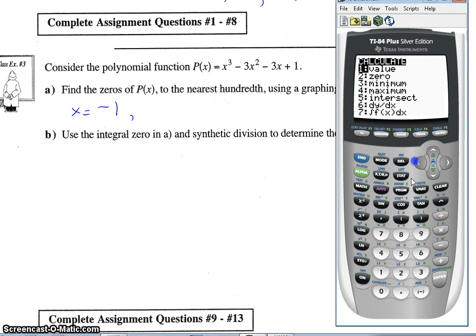Okay, so 2 for zero. Left bound, we want to be left of where we think that middle x-intercept is. That should be good. Enter. And then right bound of that next x-intercept. There, good. Enter, and then we just want to hit enter again for guess.